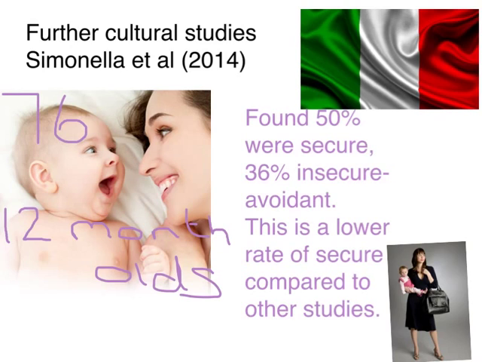Okay, so sticking with the strange situation as the assessment for attachment. There was an Italian study done in 2014. 76 12-month-old babies were assessed for attachment type. And in Italy, it was found that 50% were secure, 36% insecure avoidant. Now, this is a lower rate compared to other studies for the secure attachment.